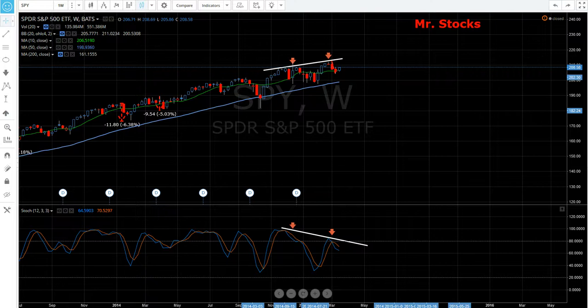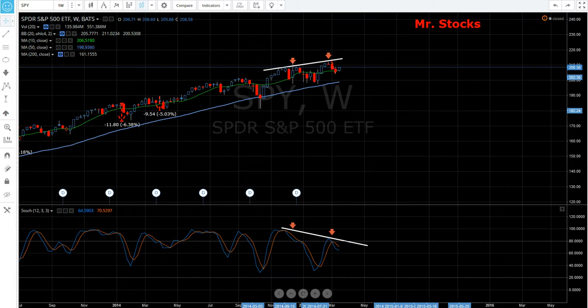Hey everyone, I wanted to go over this bearish signal that I just happened to notice today as I was studying the chart of the SPY. It's a pretty significant signal in the sense that it usually precedes a pretty strong pullback in price.